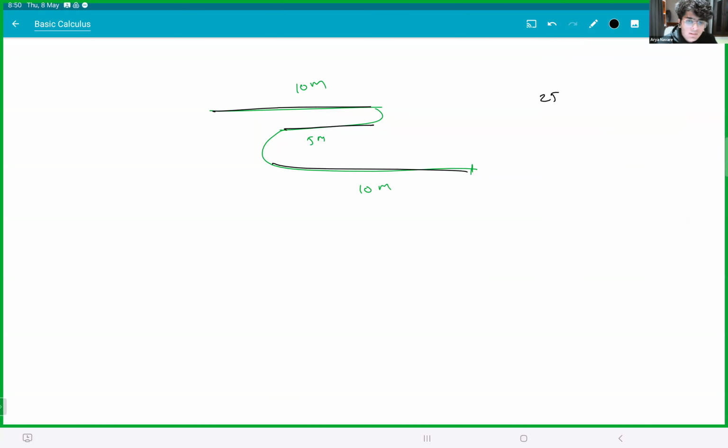So now you tell me, if someone traveled 10 meters front, then came back 5 meters, and then went 10 meters front, what is the distance and what is the displacement? You went 10, 5, and 10, so the distance is 25 meters. Displacement: this is 10 and this is 5, so 15 meters. Are you getting the change? Is this clear, everyone?